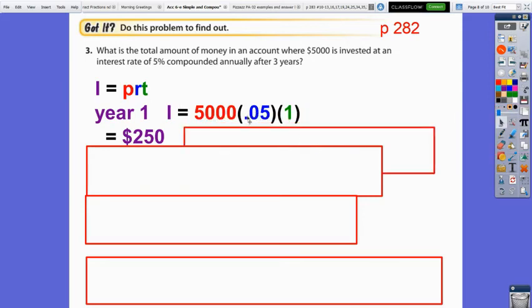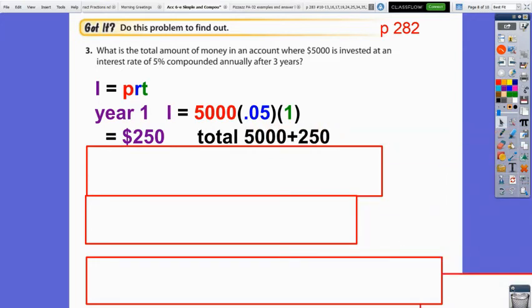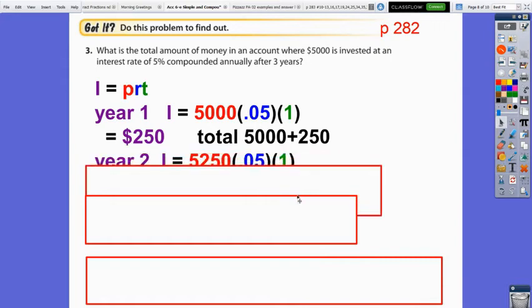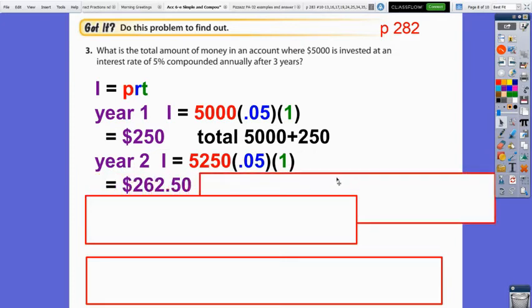So it's 5,000 times 0.05. 5% of 5,000 is $250, okay? So at the end of the first year, this account is worth $5,250. That becomes the new principal for year 2. So in year 2, it's going to earn interest on $5,250 at 5% for another year, 1 year at a time. This comes out to $262.50. So in the second year, it has now made $262.50.